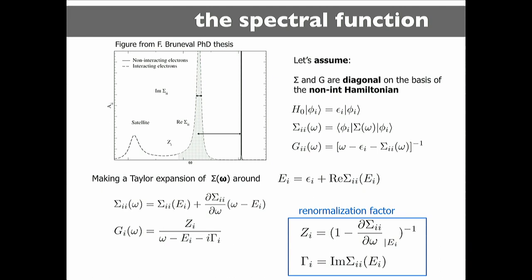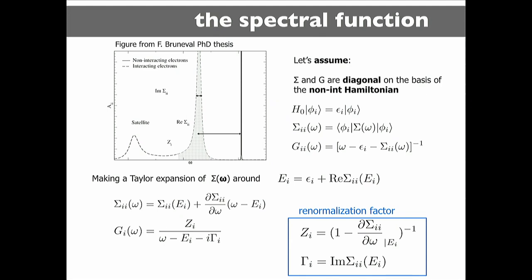Okay, now let's go back a bit to physics. We've seen that in principle, if we have a self-energy, we can compute the Green's function. Let's have a look at how it looks in an interacting system. This is the spectral function of a non-interacting system, just one peak, sharp, Dirac delta-like. Then we put in a self-energy, and here we can simplify the exercise, assuming that the self-energy is diagonal on the basis of states that also diagonalize the Hamiltonian. So this becomes a scalar problem.